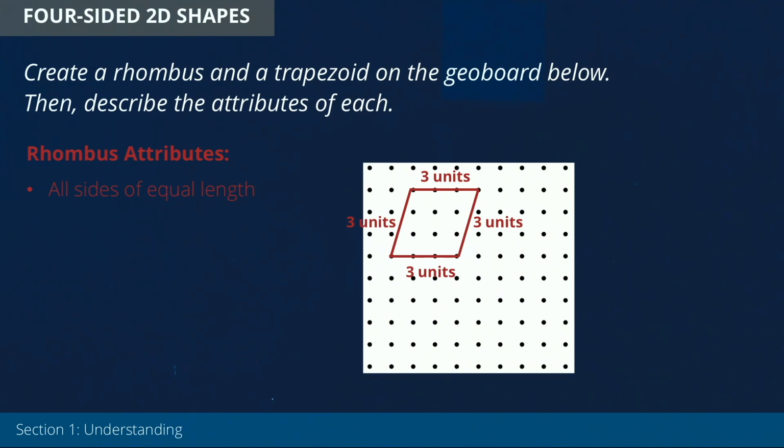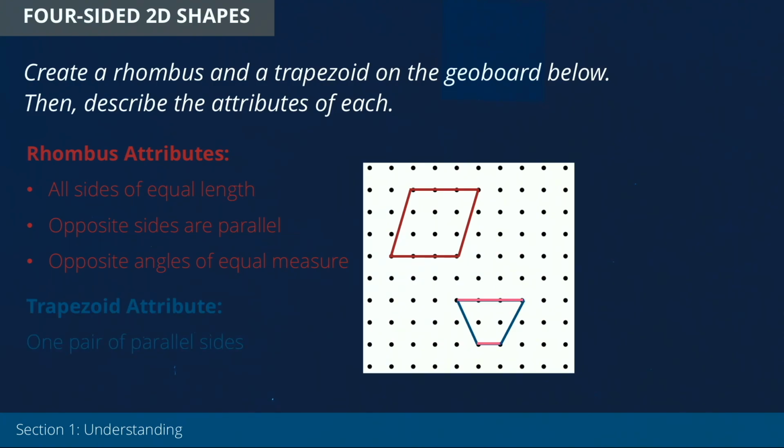So here students could draw or show a rhombus, and then students could describe the attributes of that rhombus. All sides of equal length, opposite sides are parallel, and opposite angles of equal measure. And then students could draw the trapezoid and describe the trapezoid. There we have one pair of parallel sides. Now besides the geoboard, we can also use other manipulatives to help students explore four-sided two-dimensional shapes. I'm going to show you one of my favorite manipulatives for this right now.